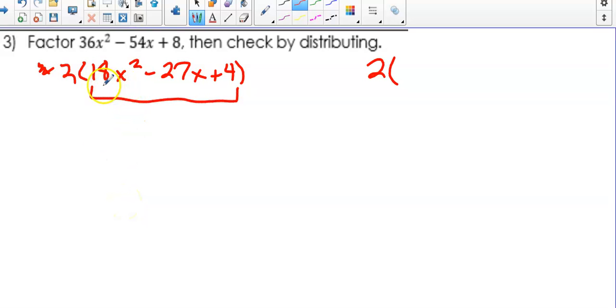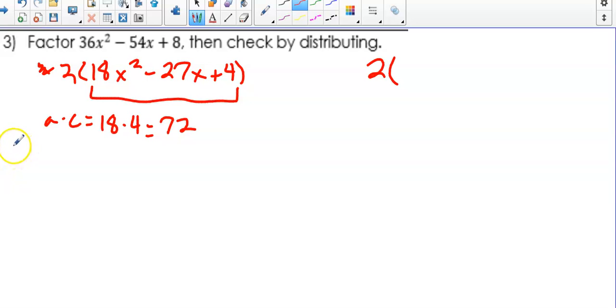First I need to multiply A and C. So that's 18 times 4, which gives me 72. And now I'm going to need to list out my factors of 72. Instead of going through every single one and then determining which one's going to work, what I'm going to keep in mind here is that I need them to add up to negative 27. So as I go, I'm going to check to see if they add up to negative 27, and once I find it, I'm going to stop, because there are quite a few factor pairs here.